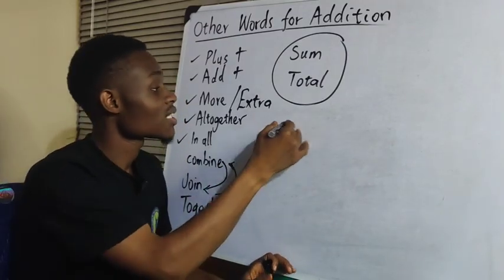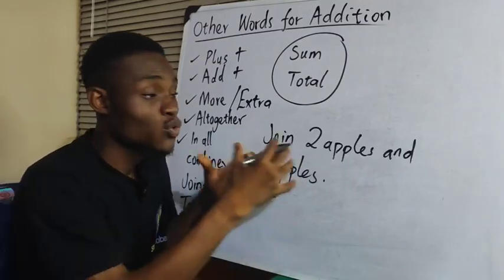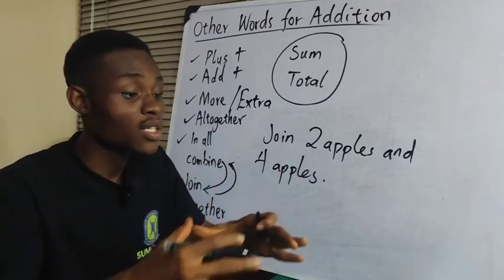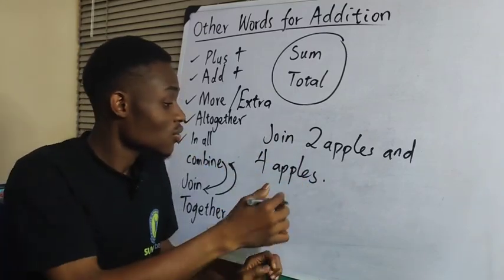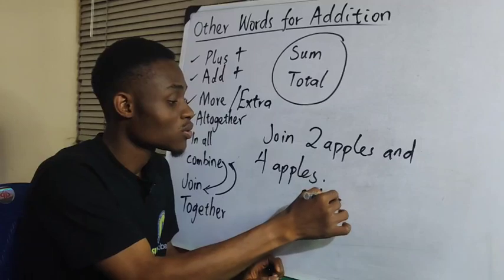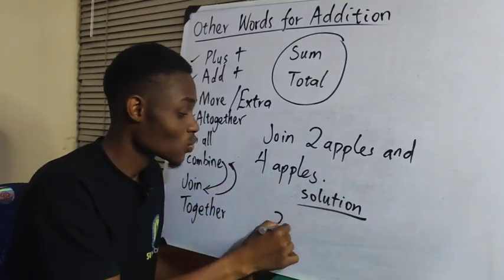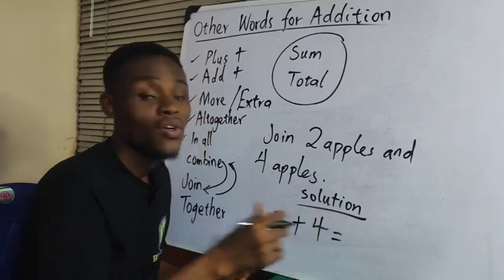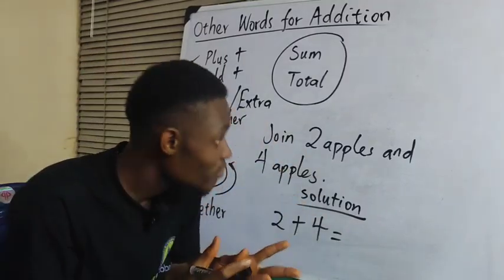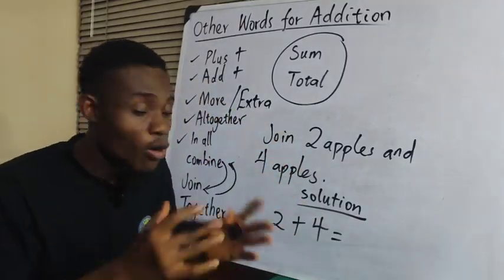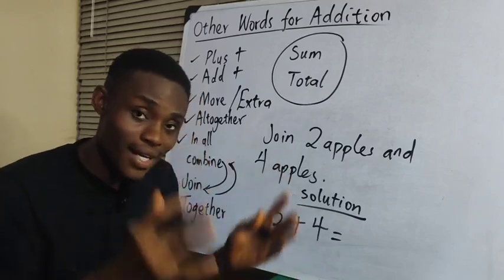So let me give an example. So maybe you have 2 apples and your sister has 4 apples and then you want to join them, right? So what do you do? Solution. So it means we should add 2 and 4. That's it. To join means to combine, and to combine also means to add. So we are adding them together.